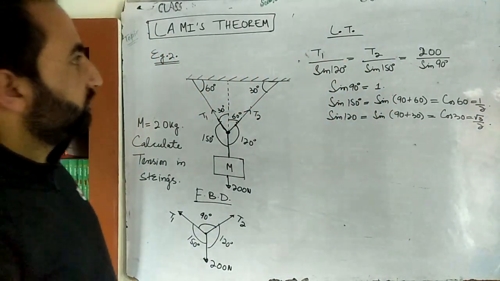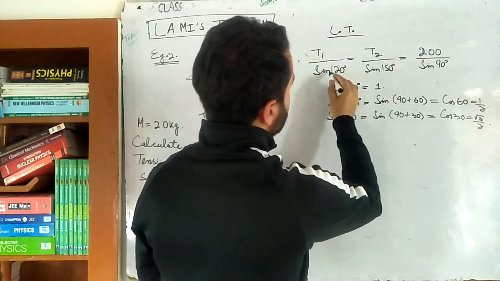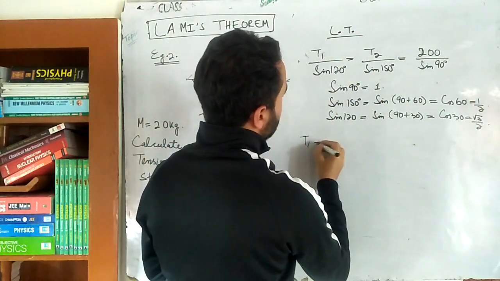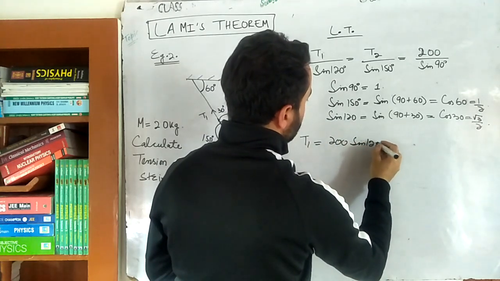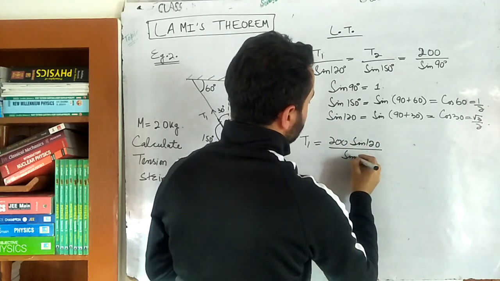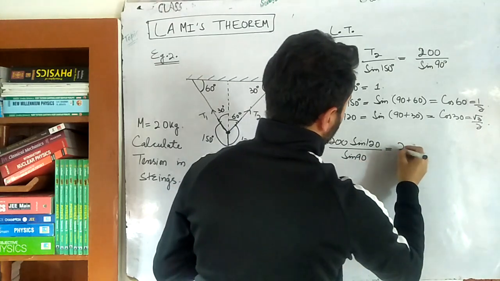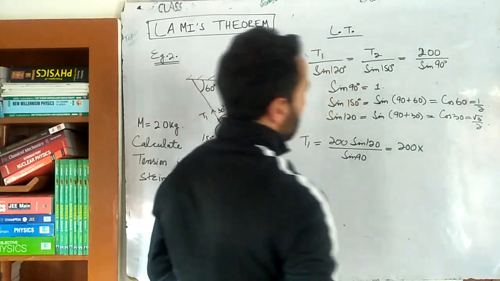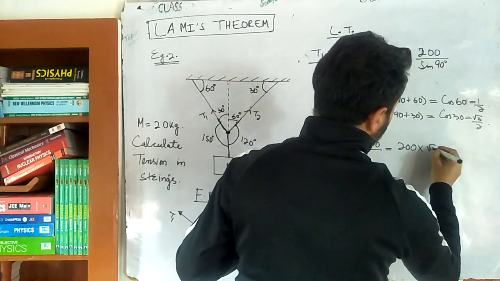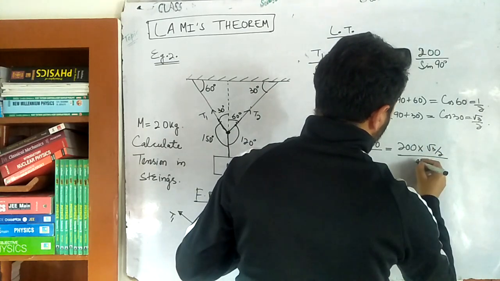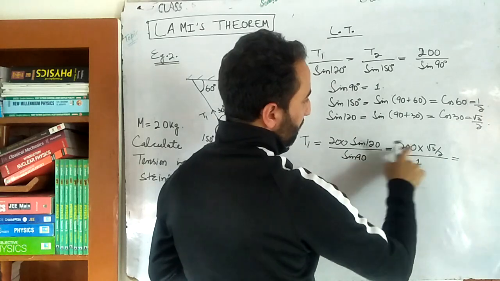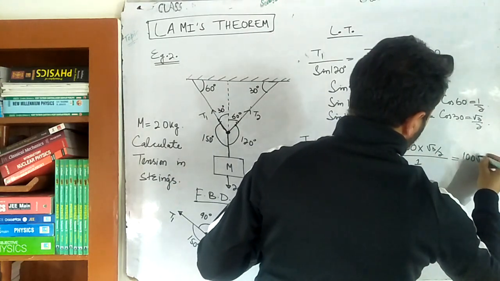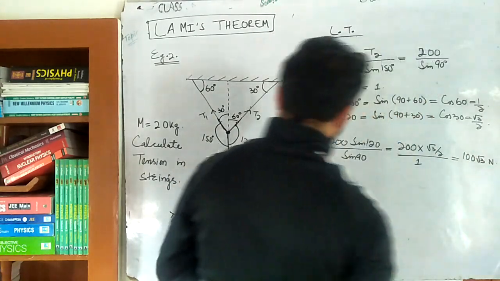Done? Okay, substitute all these values. So first of all, equate first term with the third term. So T1 will be equal to 200 multiplied by sine of 120 divided by sine of 90. That's equal to 200 multiplied by sine 120. How much is that? Root 3 divided by 2 divided by 1. So 2 ones are 2, 2 hundreds are, so this will be here 100 under root 3 Newton. ठीक है ना बेटा?